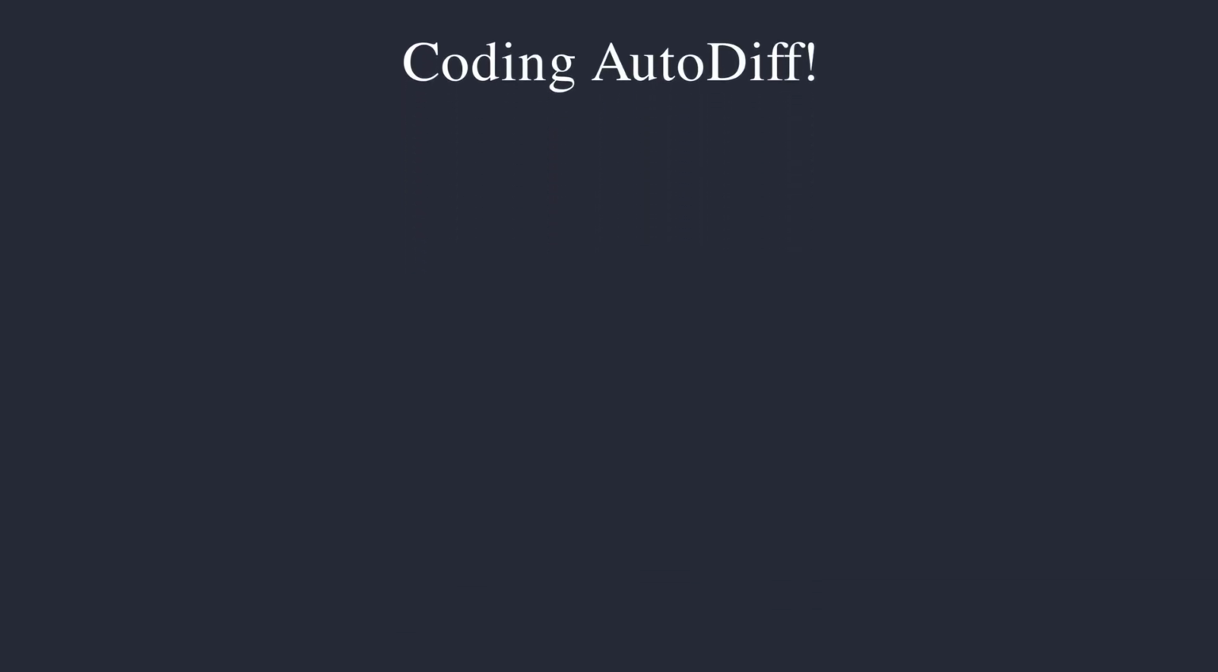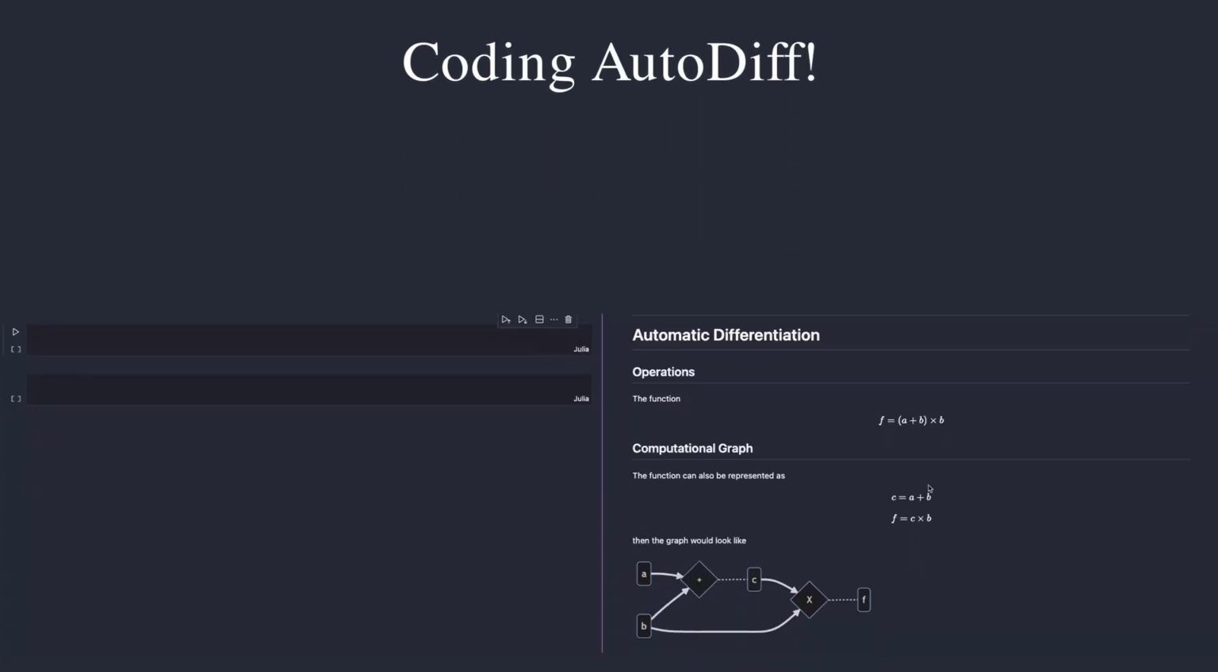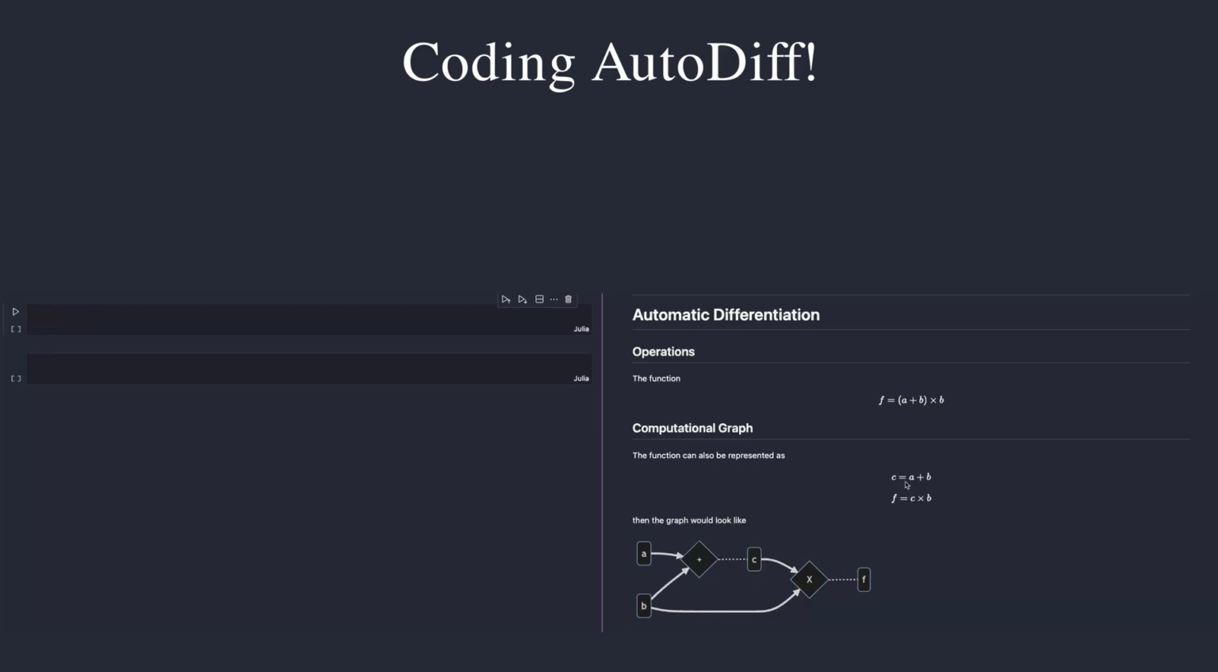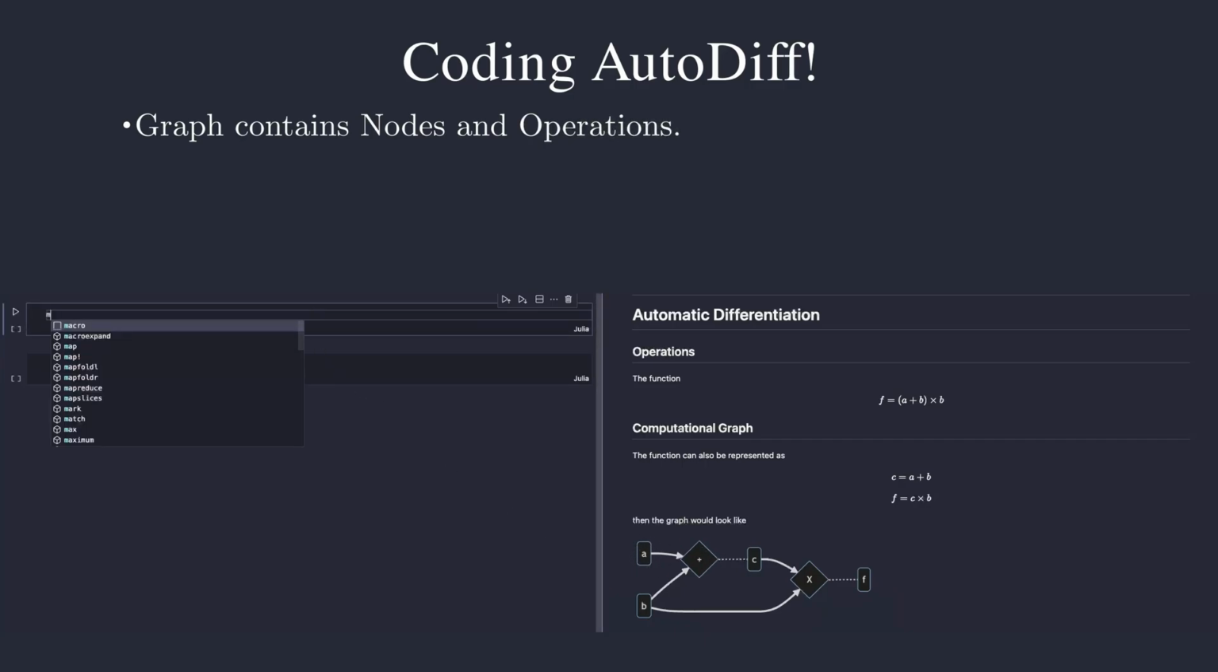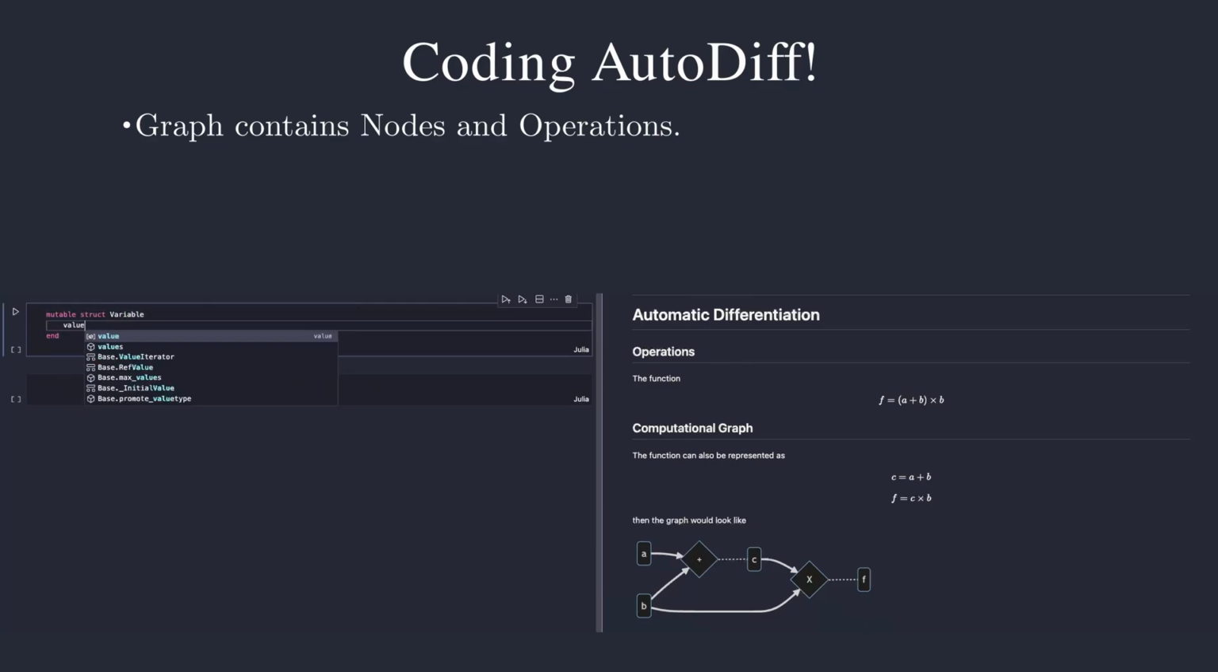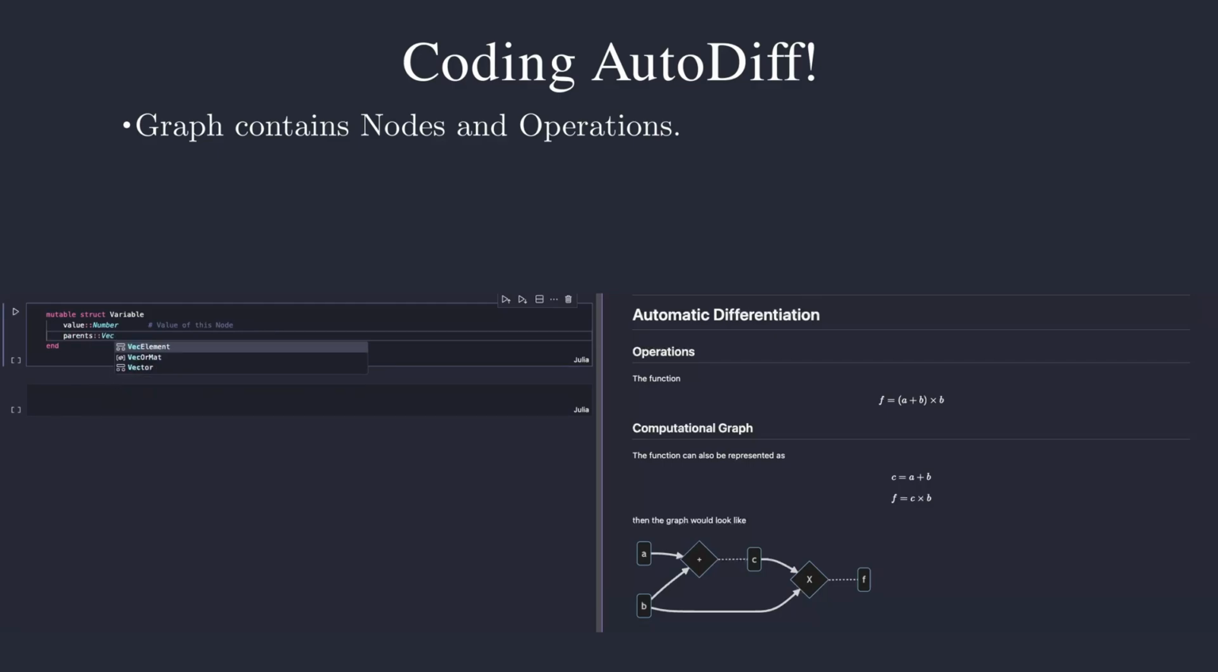I'm starting very simple and just looking to enable this graph formation and forward computations. The whole graph is made up of two things, nodes and operations. To define a node, I'll be using a mutable struct and store the values using an attribute called value. To capture the graph structure, I'll hold the information regarding parents of this node. So for example, for node C, this parent attribute will hold A and B.